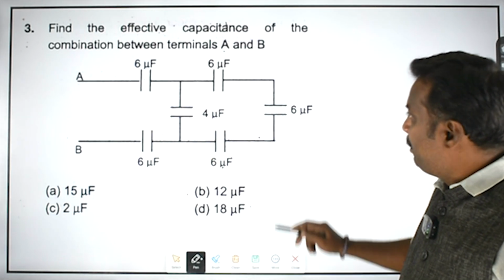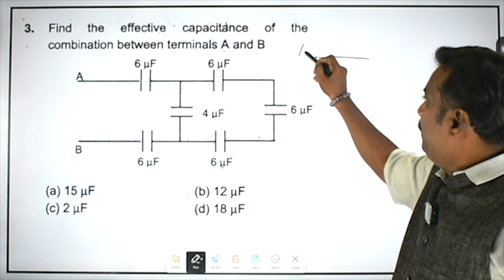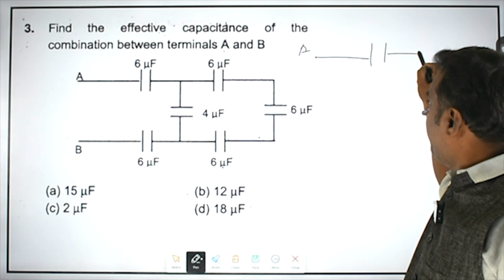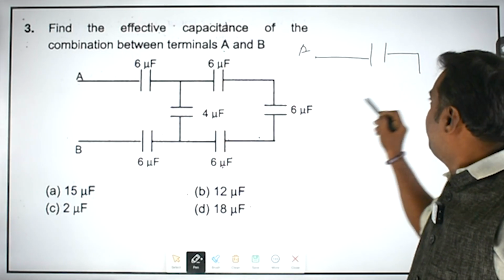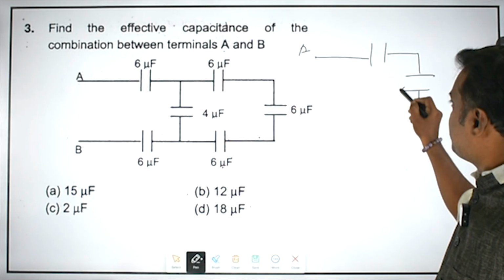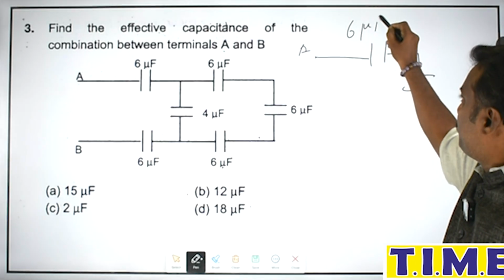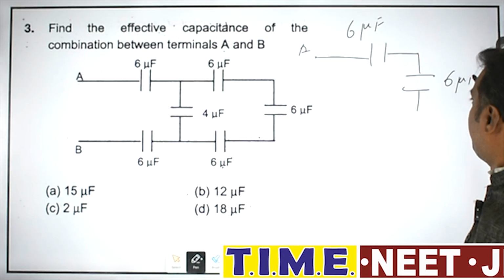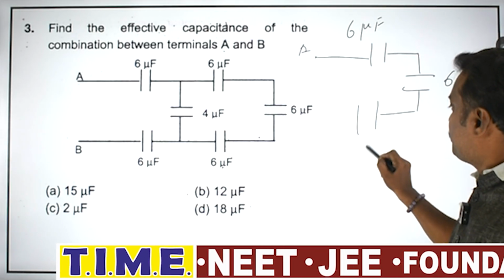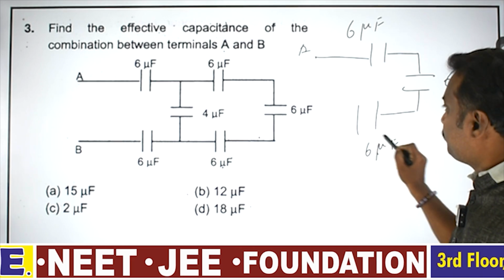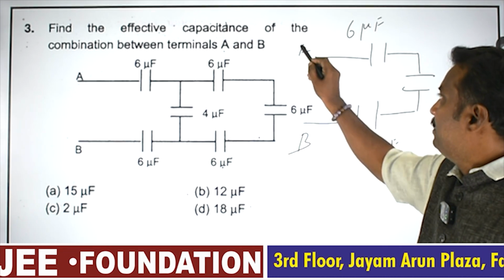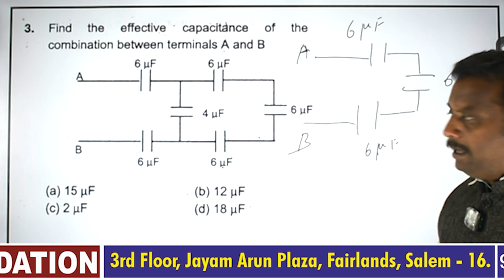அங்க ரீட்ரா பண்ற டயக்ராம் இன்னும் பெட்டரா இருக்கும் உங்களுக்கு. இது A, இது ஒரு 6 microfarad. இது எல்லாத்தையும் when you find the effective capacitance, it is 6. This is your 6 microfarad. This is again your 6 microfarad, and again you have got one 6 microfarad. And this is your B. This is your A and this is your B. இது எல்லாமே எப்படி இருக்கு?